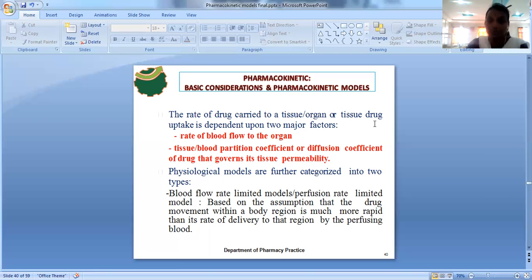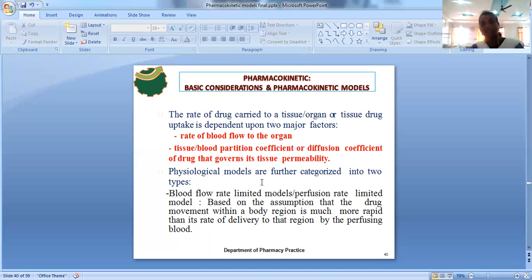It is also said to be the diffusion coefficient of the drug that governs the permeability. If that permeability factor is more, permeation through the tissue cell membrane will be more, and distribution will also be more. First, partition should be good and blood flow should be good, as well as the diffusion coefficient. Once the drug is partitioned from the blood into the tissue, it should be diffused effectively in order to attain optimum distribution. These are the two very important, major factors to be considered in order to attain an optimum rate of drug carried to the tissue or organ.